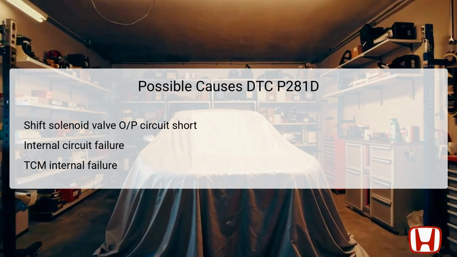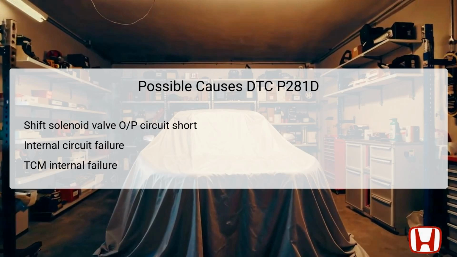Several potential causes could lead to the DTC P281D being triggered in the Honda Civic. One possible issue is a short to ground within the shift solenoid valve OP circuit. This malfunction can cause an unintended current flow that prevents the solenoid from operating correctly, impacting the signal sent to the TCM. Another possible cause is an internal circuit short within the shift solenoid itself, which would affect its ability to respond to the control signals accurately.